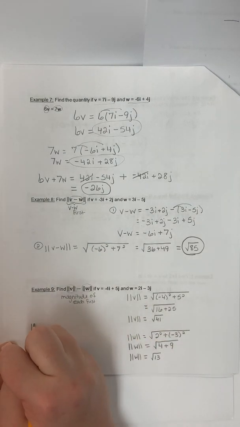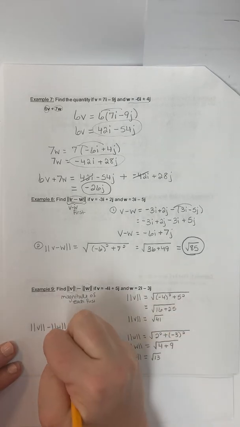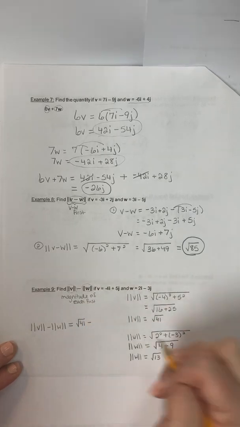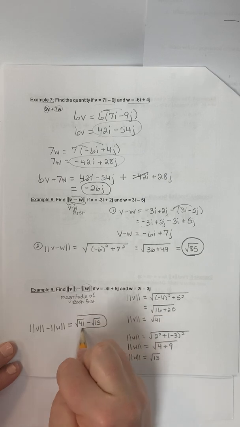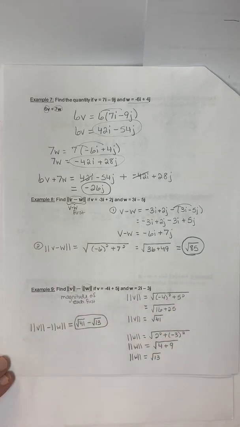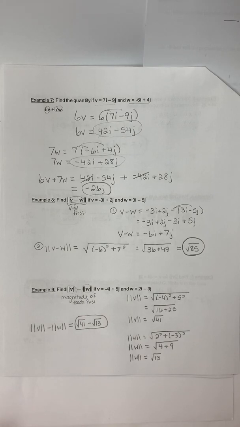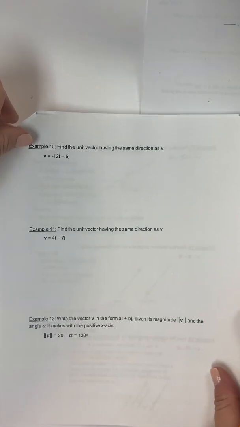Okay, now if I subtract these two magnitudes, I get square root of 41 minus square root of 13. And I am done. That's the best I can do. I know that's ugly and it's not very elegant, but that is the end of it. So stop when you get to that point. Okay. All right. Let's go on to example 10.